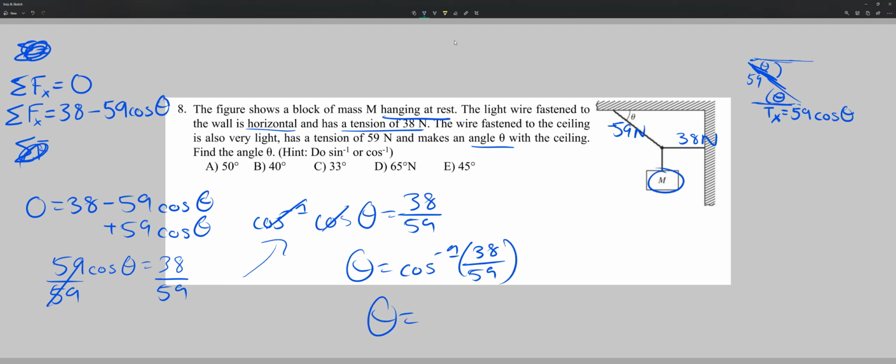And then our angle, we should get, well, I don't really know. Actually, we should get 50 degrees? I think we should. Let me just do this. 38 divided by 59. Yeah, you should get 50. So you get somewhere around 49.9, and then you're just going to round it to 50. So the answer here is 50 degrees.